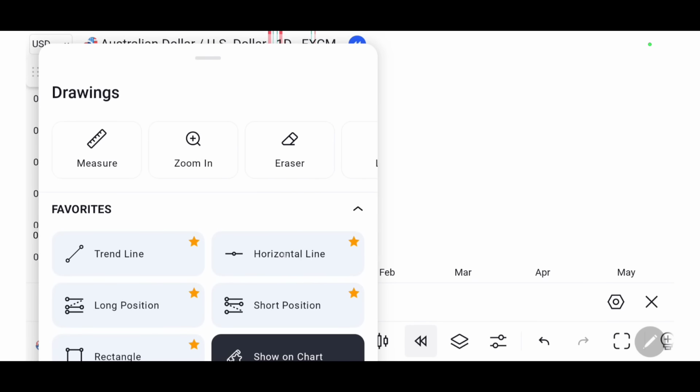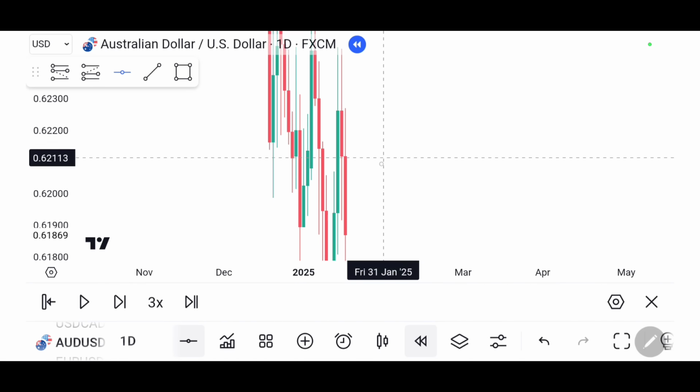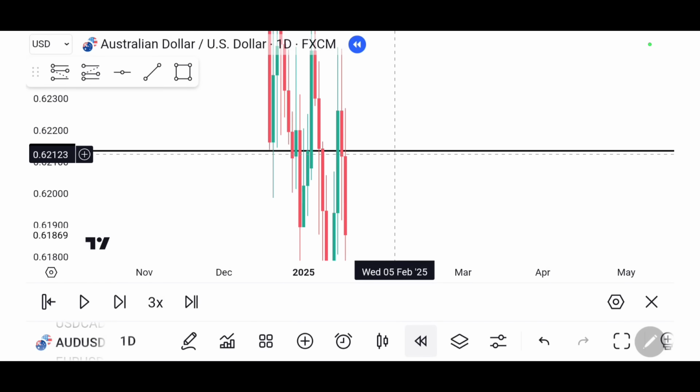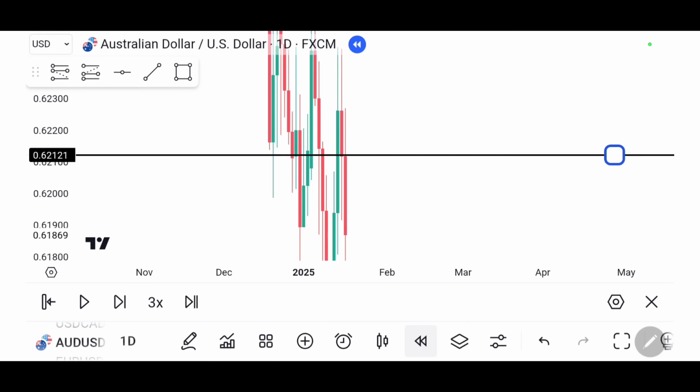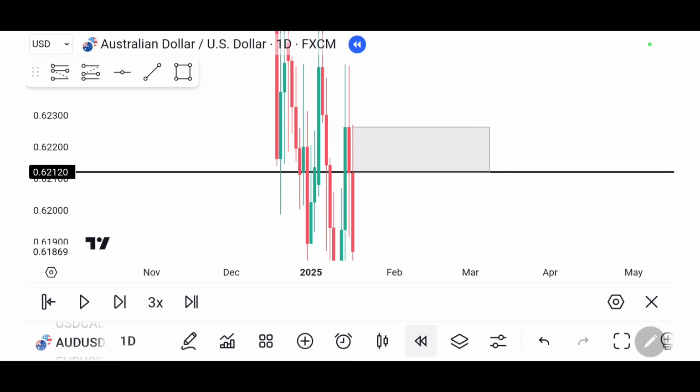Let's place a horizontal line. This is the candle close for the previous day. Now we also place our rectangle on the wick of the current day's candle: the candle close of the previous day and the wick of the current day's candle.